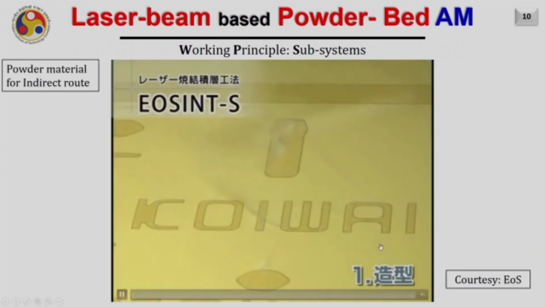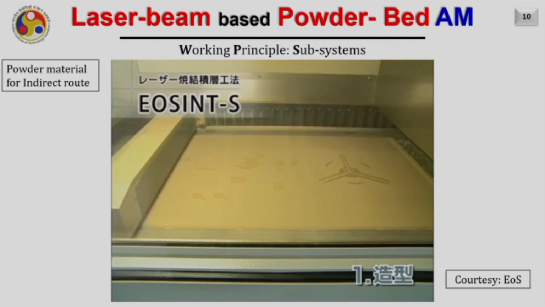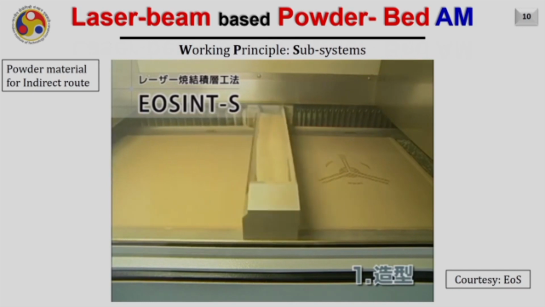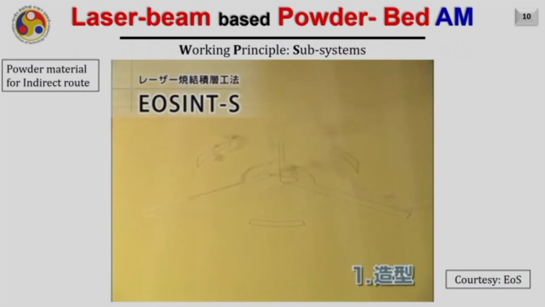This video is a typical example of utilizing the laser beam based powder bed additive manufacturing process where the ceramic particles are coated by the polymers. You can see here the polymers which are coating around the ceramic particles are getting melted and they are making a bond with the adjacent powder particle which is similarly coated with the polymers.